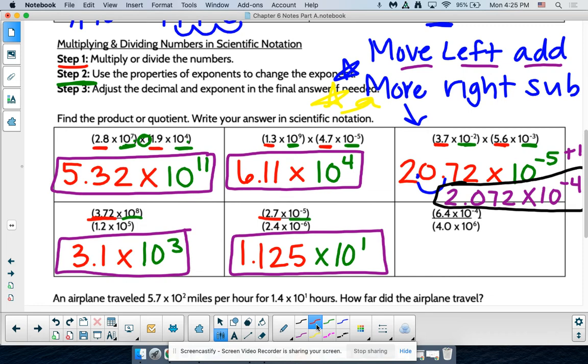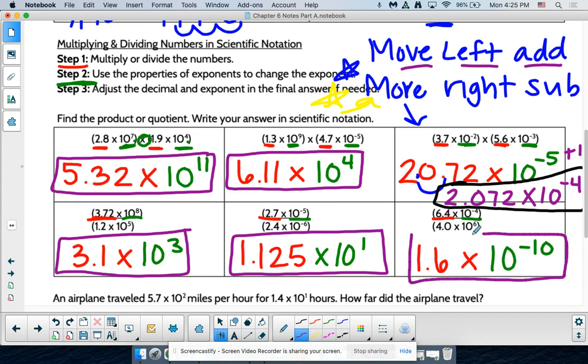Okay, I hope you tried it. I hope it was okay. I'm going to do it. 6.4 divided by 4.0, 1.6 times. Step 2, look at our exponents. Negative 4 minus 6 gives us negative 10. All right, I hope that was okay. Did you get the right answer? I hope so.